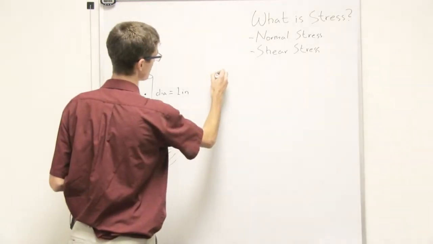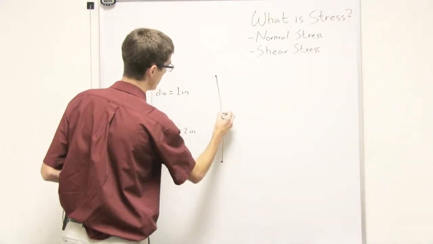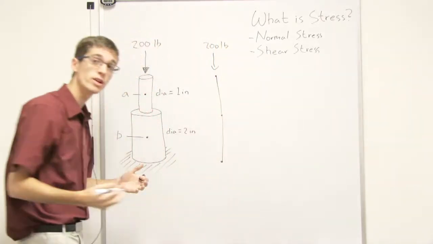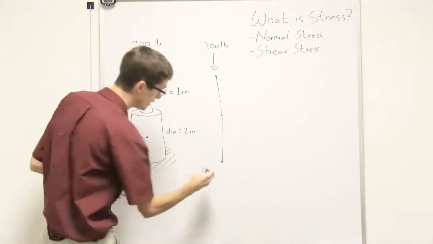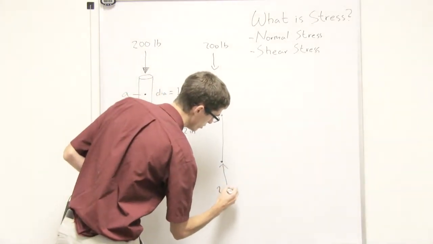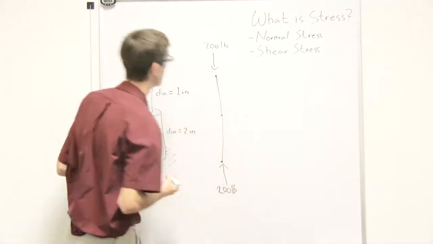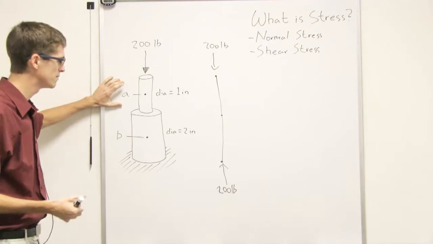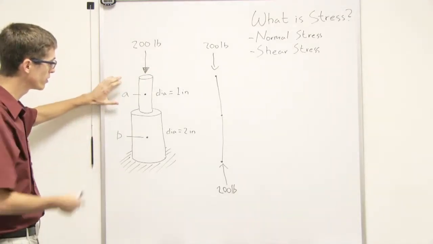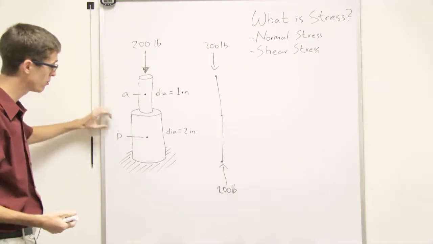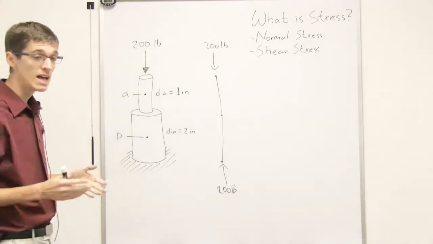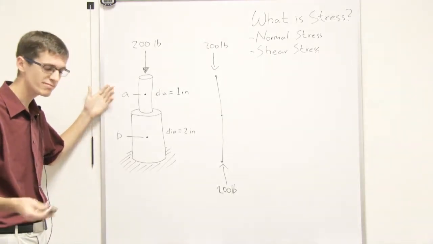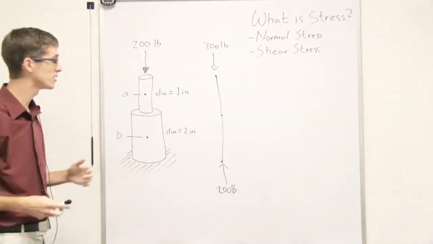If you were to draw that free body diagram, you'd have this length, and you'd have 200 pounds pushing down, and a reaction force of 200 pounds pushing up, right? So 200 pounds. Okay, that makes sense. Now think about what would break first, the top part with the smaller diameter or the bottom part with the bigger diameter. Intuitively, you'd say the top would break first, right? Because it's got a smaller diameter and it's weaker.